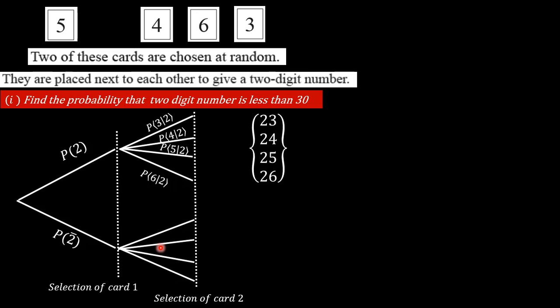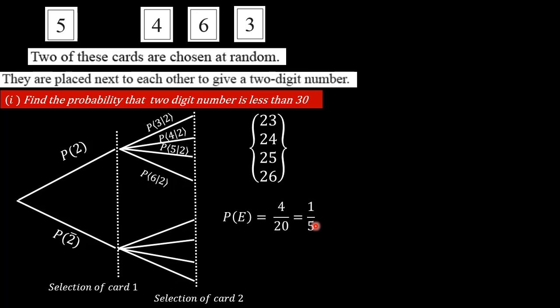Now we know the formula to find the probability. Probability of any event is equal to favorable outcomes divided by the total number of outcomes. In this case, these 4 outcomes, 1, 2, 3 and 4, are favorable. However, the total number of outcomes is 20. So 4 over 20, if we simplify it, we will get 1 over 5. So the probability that a 2-digit number is less than 30 will be equal to 1 over 5.